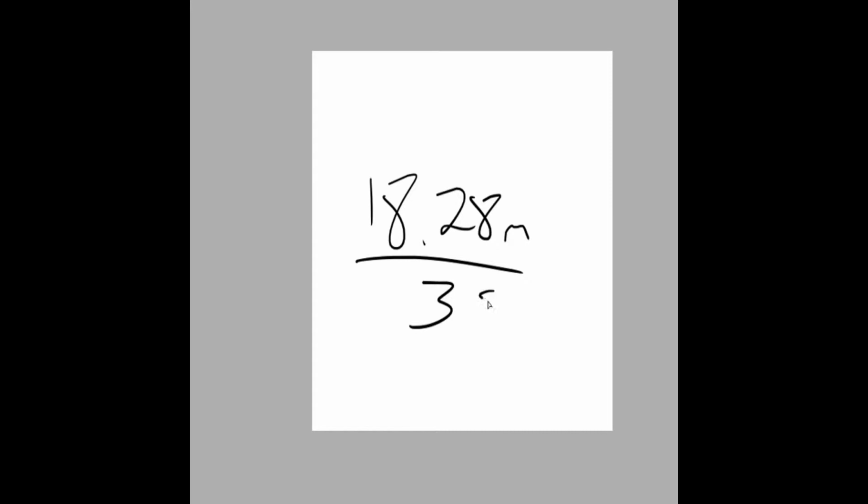The velocity of the ball is 6.09 meters per second. In order to find the velocity, you have to find the distance of the lane, which is about 18.28 meters. Then you divide the distance by the amount of time it took for the ball to get across the lane, which is about 3 seconds, and you get 6.09 meters per second as your velocity.